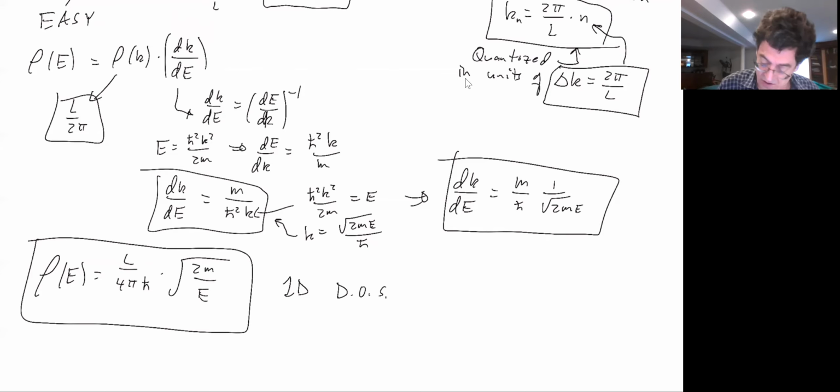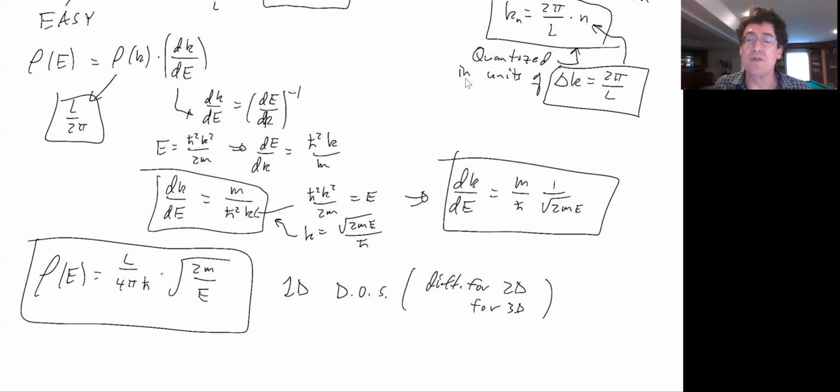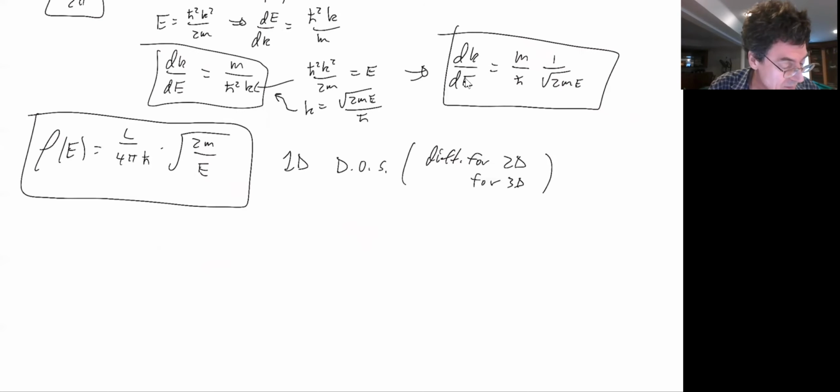And then it's different for 2D and for 3D. And you guys should see what it is for those other ones. You should derive those on your own using the same type of reasoning. And you've probably seen it in other classes. It's usually done in physics 7C, for example.